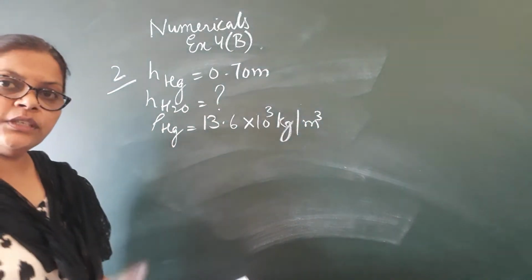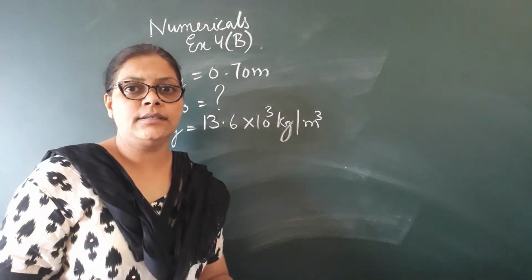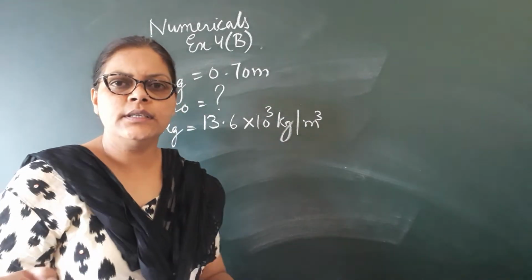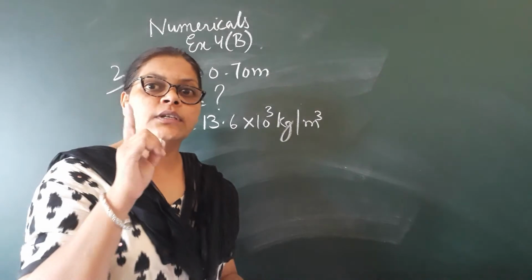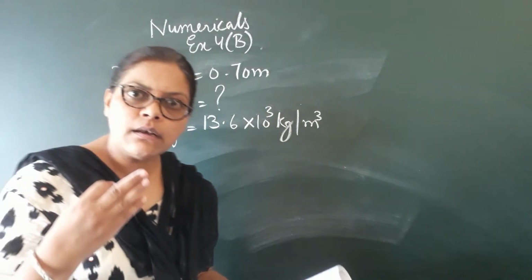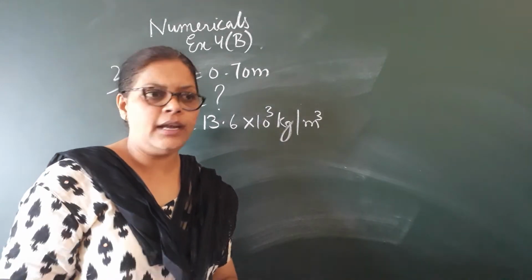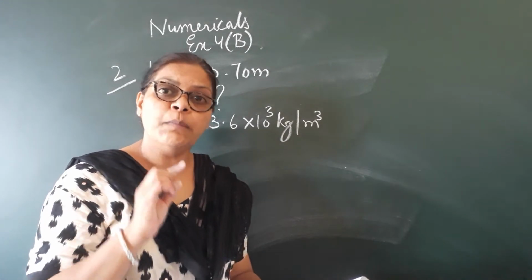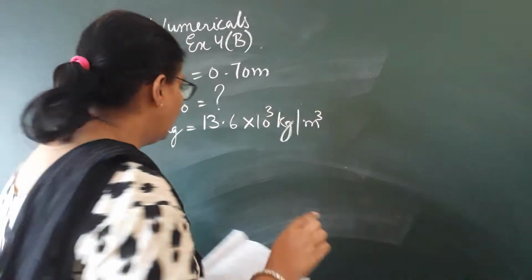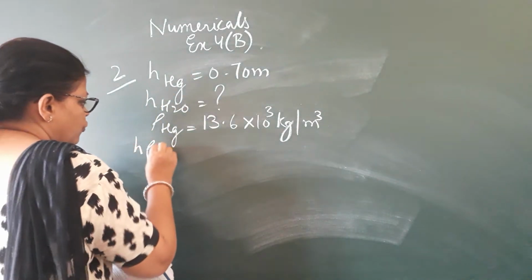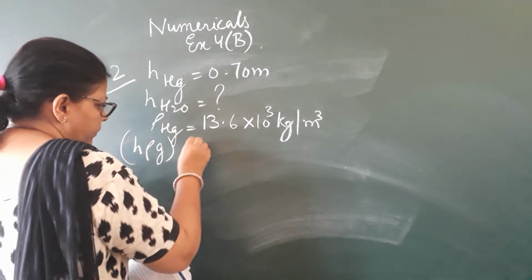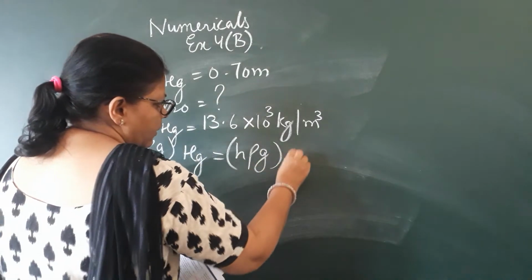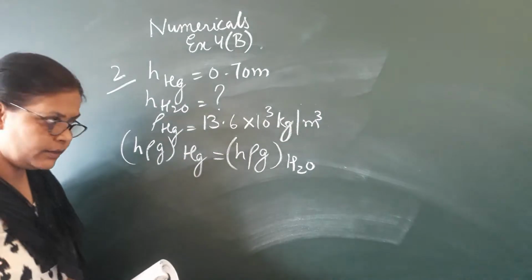Okay. Now can you see children? Do you remember in the last exercise I told you whenever there is a comparison between any two liquids, here it is mercury and water, we use the comparison formula. And let me clear it out. In the last class actually I did not tell you how I got the formula. So now I am going to also explain to you how I got the formula. Now what do I do? I take h rho g of mercury is equal to h rho g of water. This is a comparison between the two liquids.